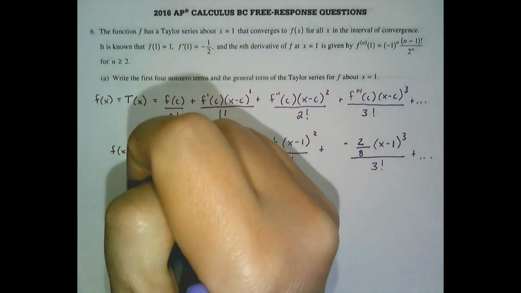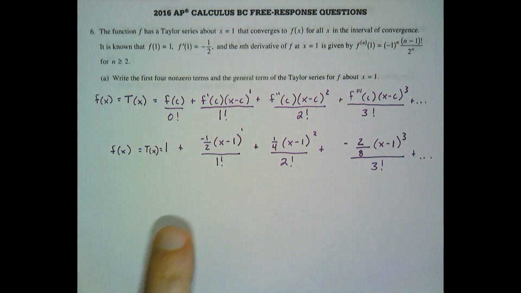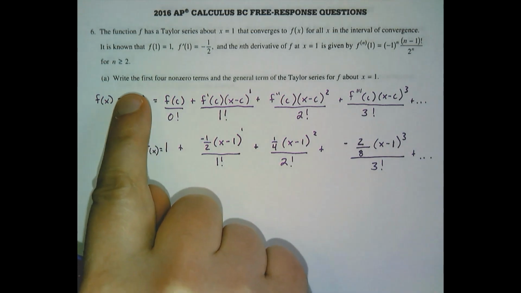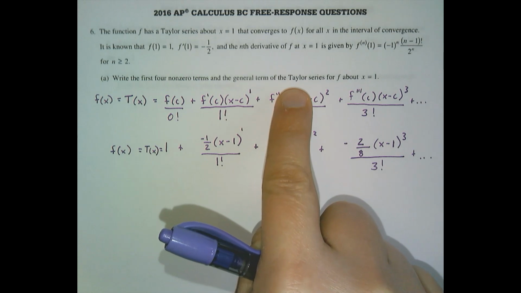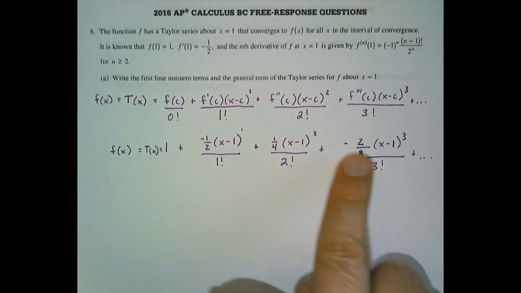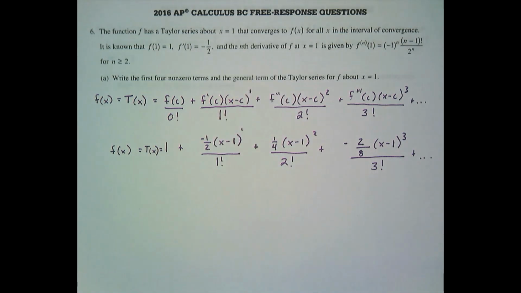Maybe I should write that as T of x. It could be cleaned up a bit, but it gets us the credit for the AP test. They do say write the first 4 non-zero terms and the general term of the series. So I'm going to pause the video and clean this up a little bit so that it's easier to talk about what the general term of the series looks like.